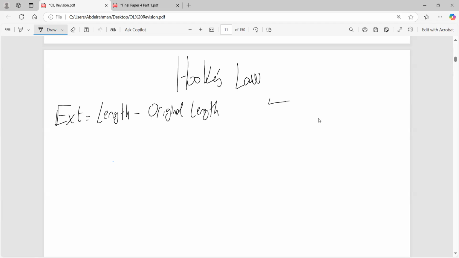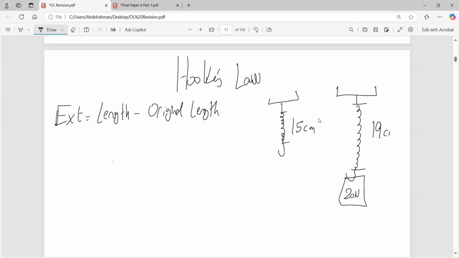So, for example, you had a spring. The original length of this spring was 15 centimeters. The extended length, due to a force of let's say 20 newtons or 10 newtons, whatever, is 19 centimeters. So the extension would be 19 minus 15, which is 4 centimeters. So this is the extension.